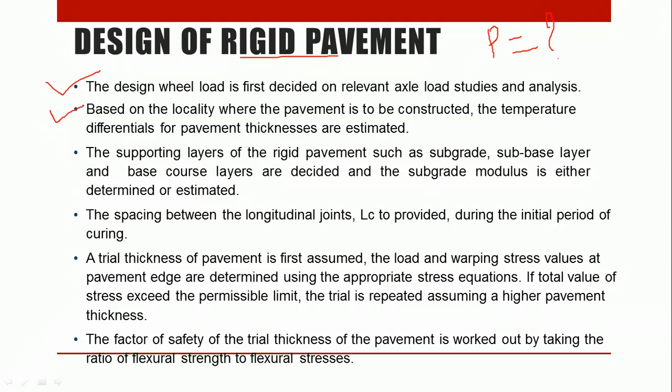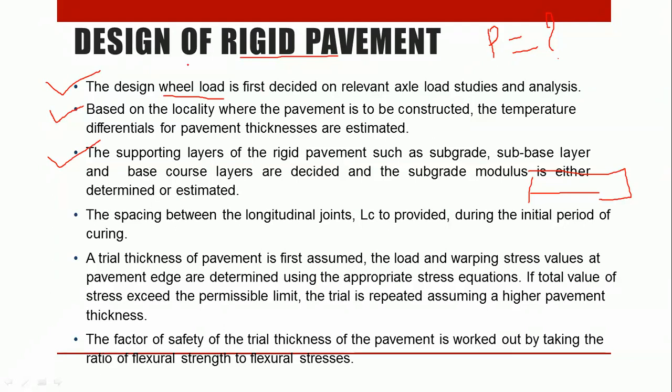Since it is a rigid pavement, above the prepared subgrade some thickness of slab will come. There are no different layers. The subgrade is there, and the sub base is optional. Otherwise the entire slab rests on the subgrade. So we need to decide the thickness, based on the decided design wheel load, the subgrade support, and the thickness of the slab of the pavement.